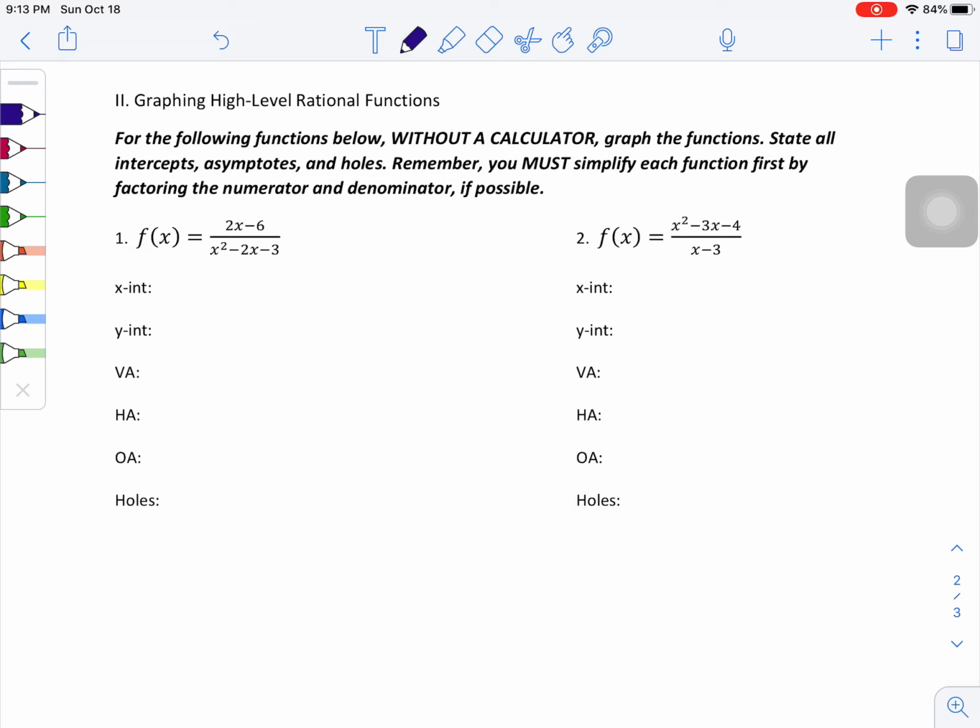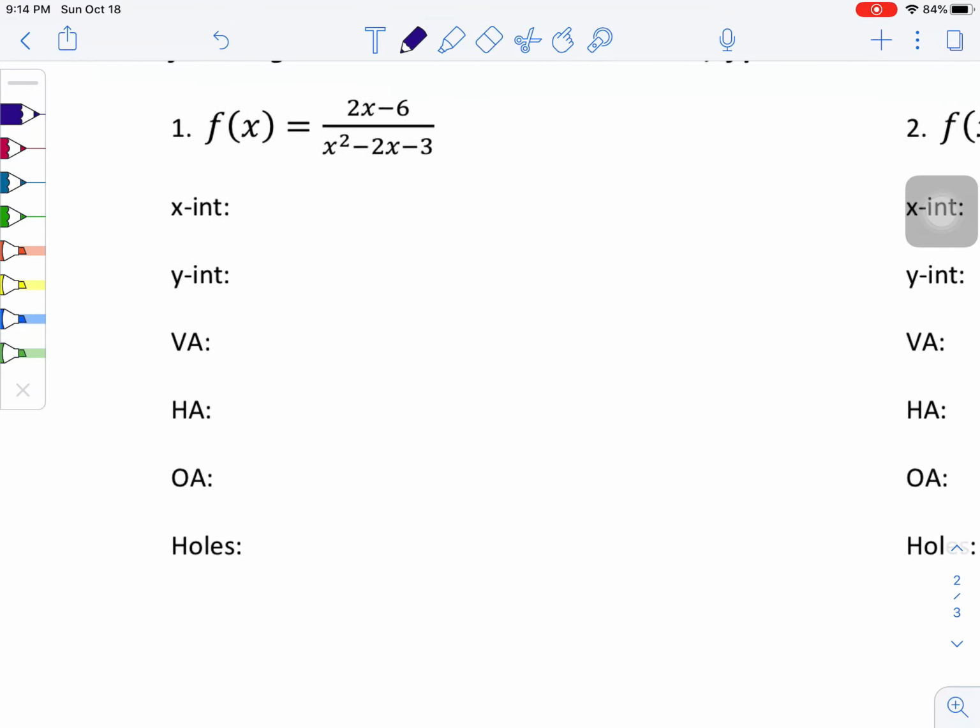So we are going to graph these just like we graph the other ones, but in some cases we're going to have to deal with other asymptotes versus horizontal asymptotes. So we'll get into that. All right, let's get into number 1 here.